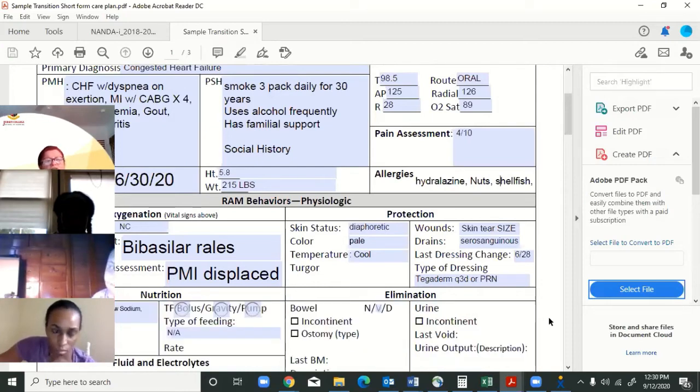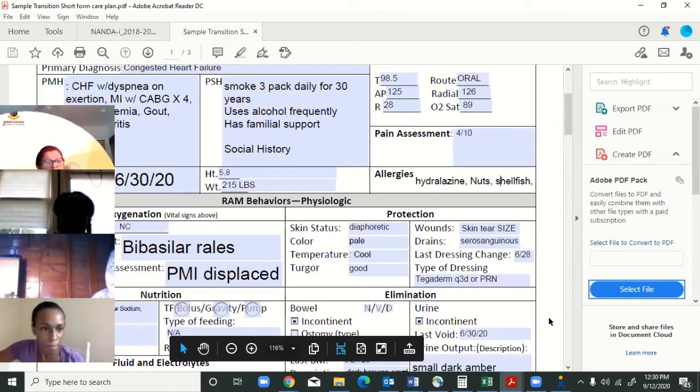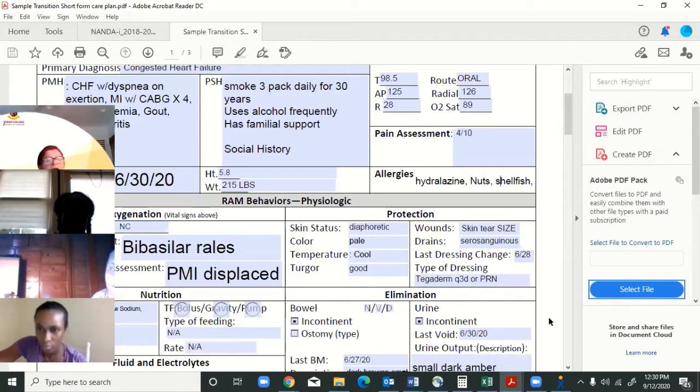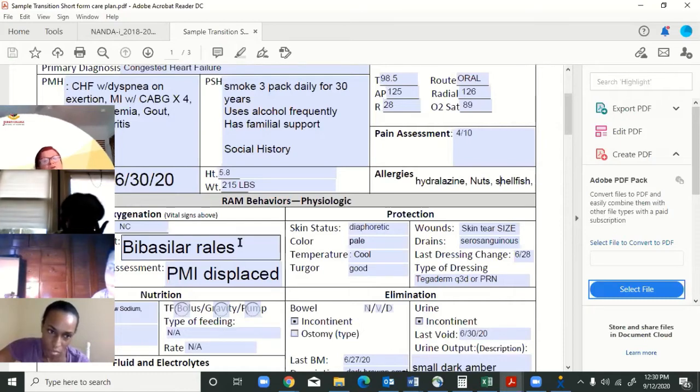Oxygenation. So for my patient right now, they're on 2 liters via nasal cannula. Okay. When I listened to the lungs, they had bibasilar rales and some other issues. So put in here what you can.